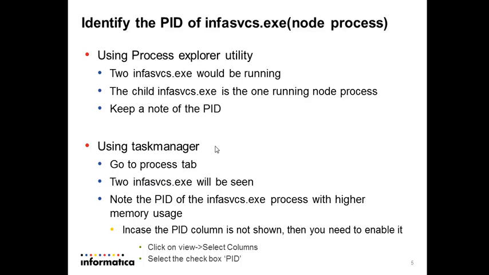In this task manager, we have to go to the process tab. We'll find again two info.svcs.exe, and we have to take the info.svcs.exe process with higher memory usage. In case the PID column is not shown, then you need to enable it by going to View and select Columns and select the checkbox PID.